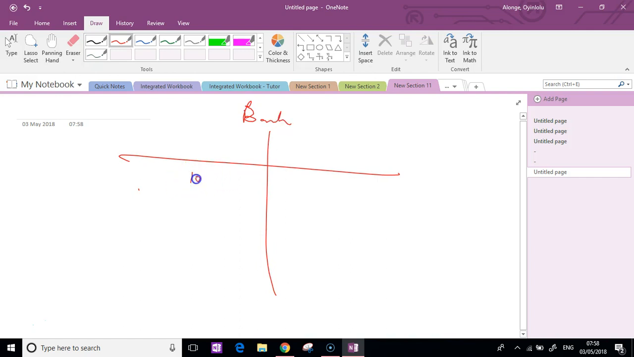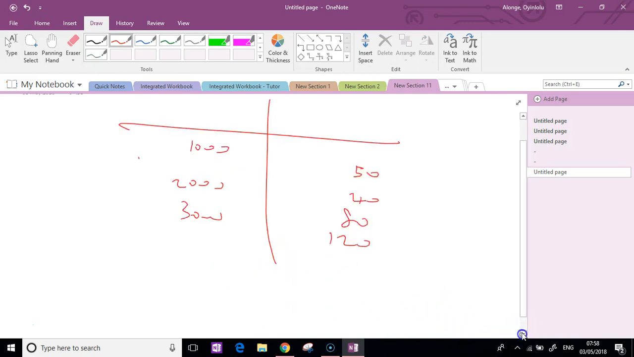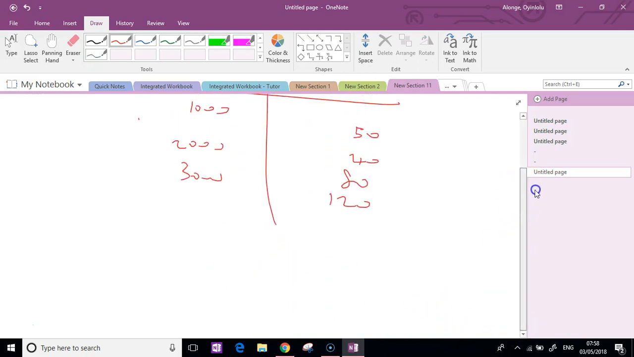Bank. So imagine you had £1,000, you had 2,000, you had 3,000. Here you had 50, you had 40, you had 80, and you had 120. How do I balance this? So the rule is add both sides up, find the bigger side. We have 6,000, 6,000. And what we're really saying is, by how much is this more than this? Well, this is 290, so I need to take 290 off this, and that's 5,710. This is your balance.